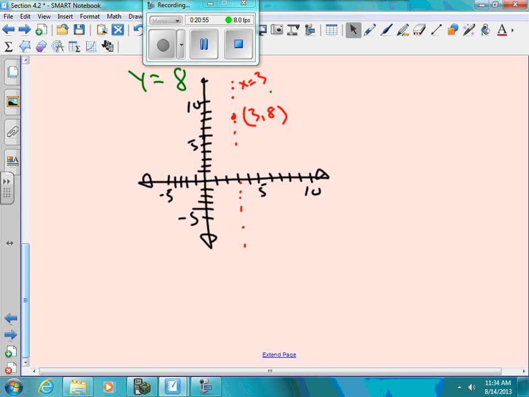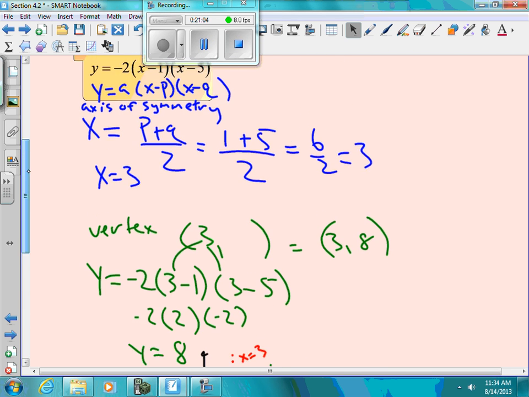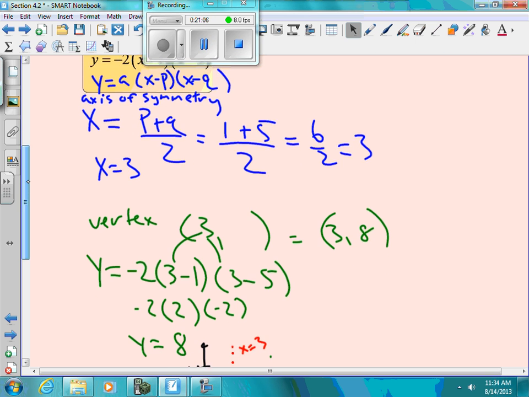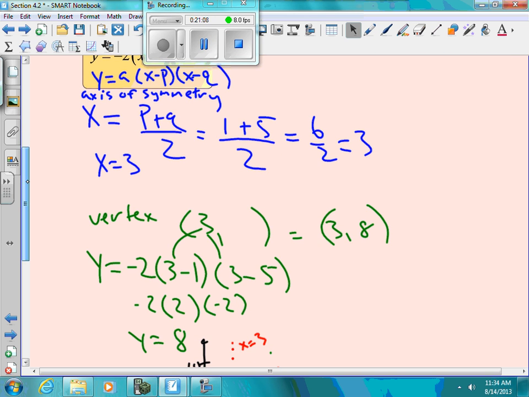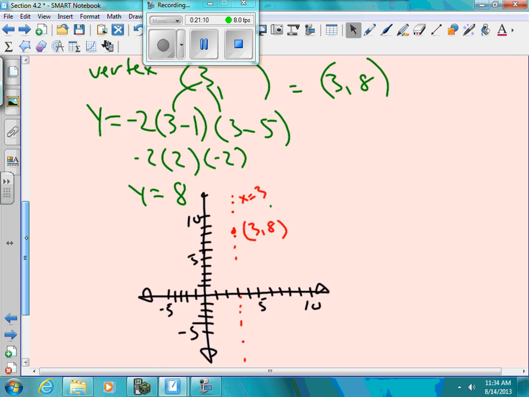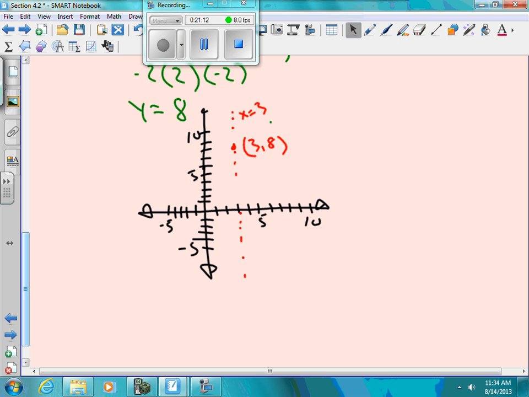Here's the cool thing with intercept form. Excuse me, intercept form, or what I call factored form. Whatever. P and Q are values where the graph touches the x-axis, or the x-intercepts. So we identified P to be 1, and we identified Q to be 5. It makes it really easy for us. Put a dot at 5 on the x-axis, put a dot at 1 on the x-axis, and we have a graph.